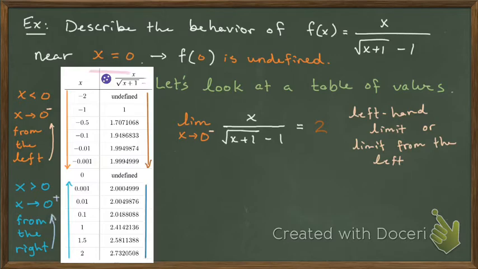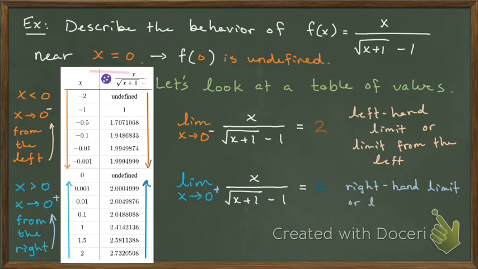It's just a plus sign in the exponent. We see that our function has a very similar behavior as x approaches 0 from the right. 2.04, 2.004, 2.0004. We're getting closer to 2 from above. We say the limit as x approaches 0 from the right of our function here is 2. This is a right-hand limit, or a limit from the right.